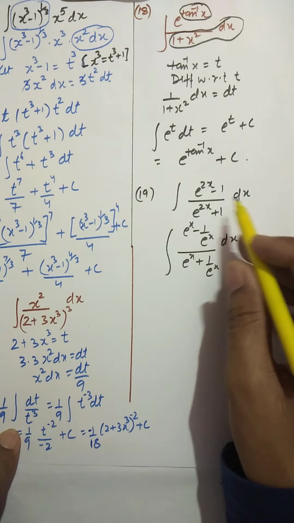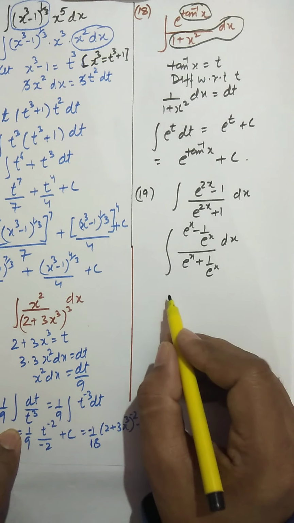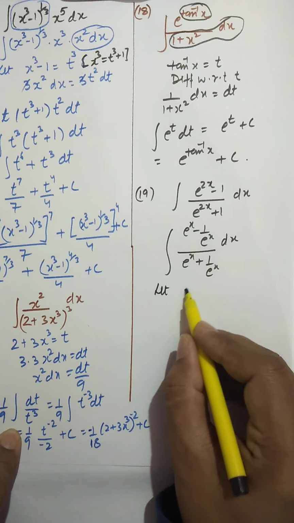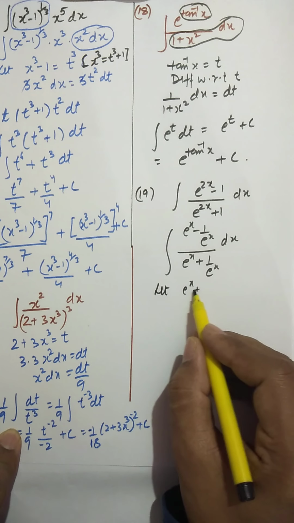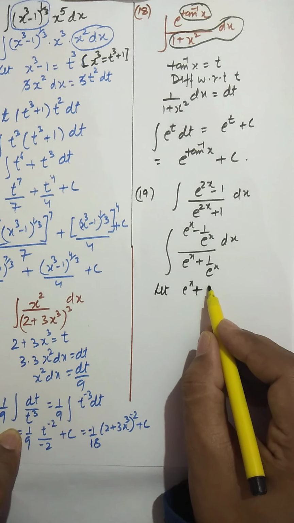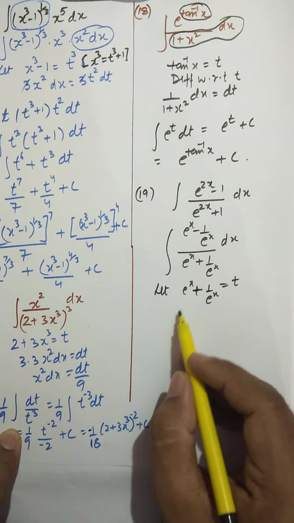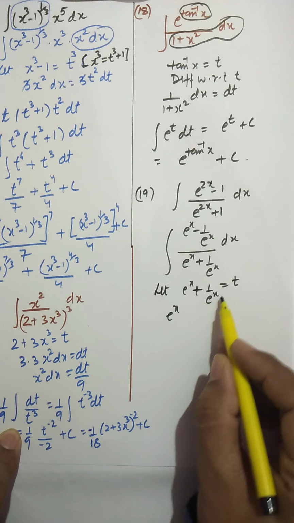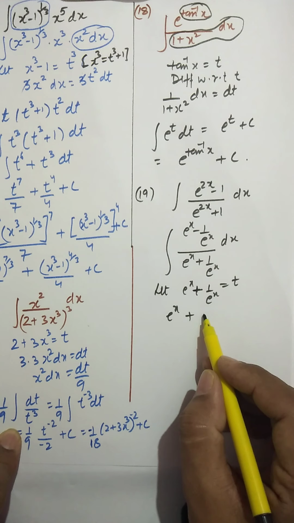Now after writing the integrand in this form, you can now assume let eˣ + 1/eˣ as t. So you see the differentiation of this will be eˣ, and this you can write. Okay, I'm just writing this once again.